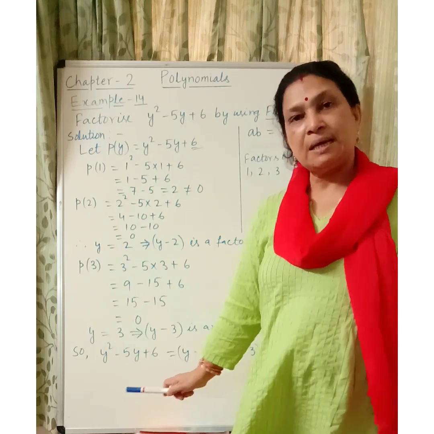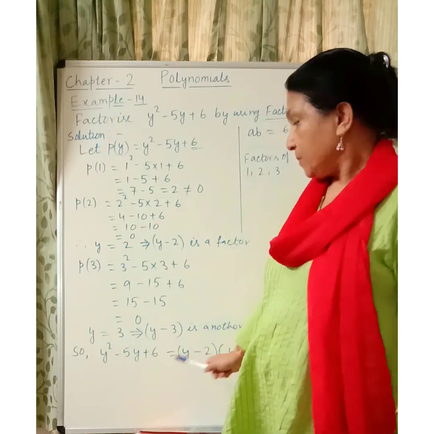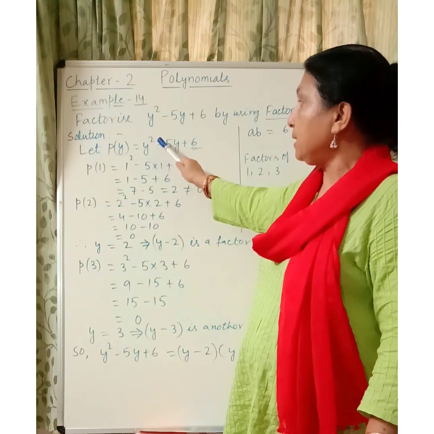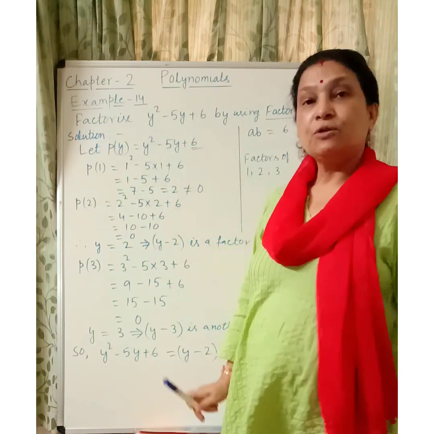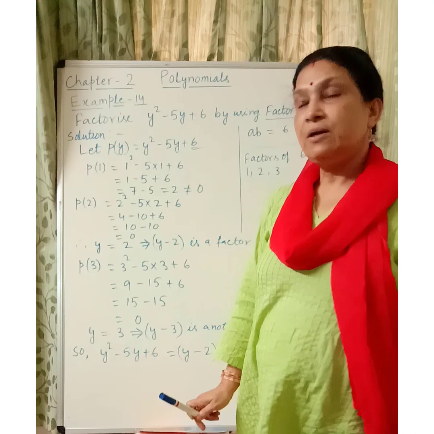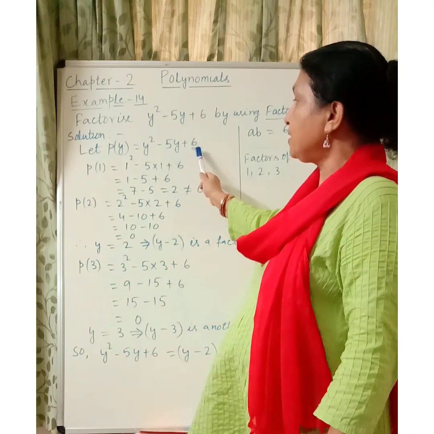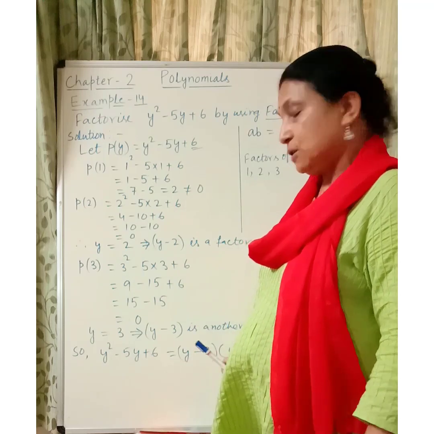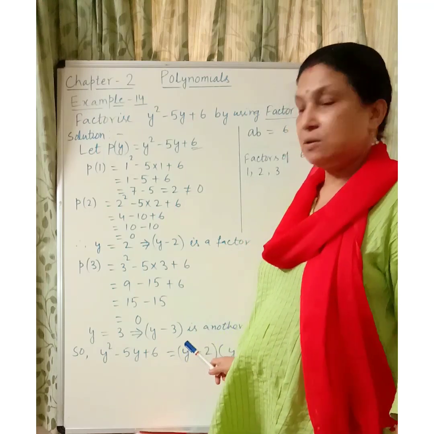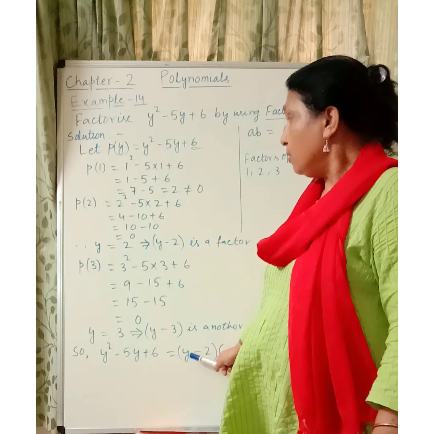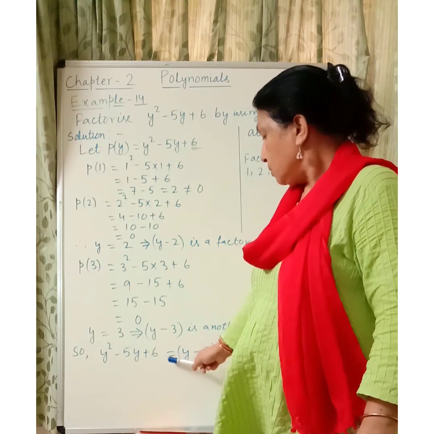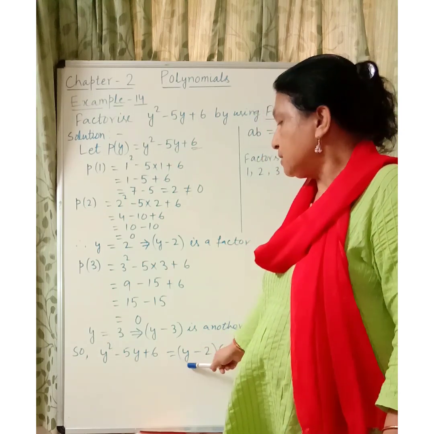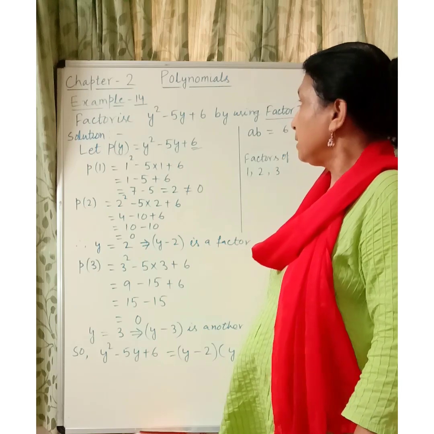Why two factors are there for this polynomial? You can see the polynomial has degree 2. So it is a quadratic polynomial. So how many zeros will this polynomial have? This polynomial will have 2 zeros, or 2 values for y. So these two are the factors of the given polynomial.